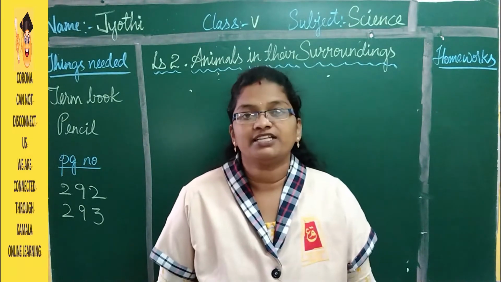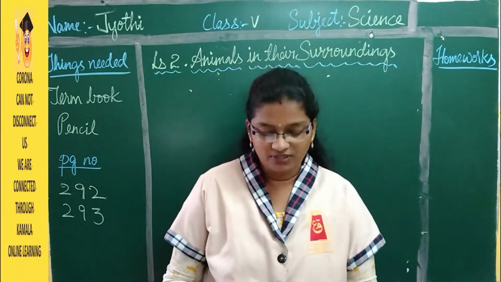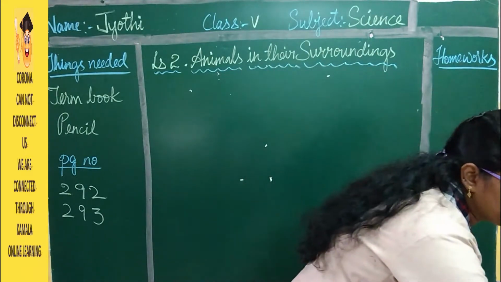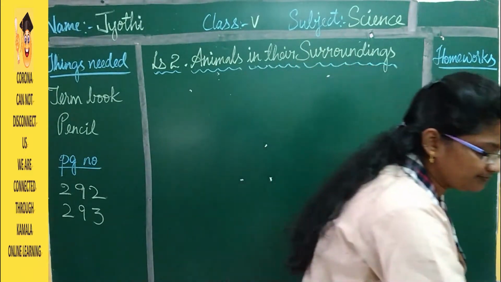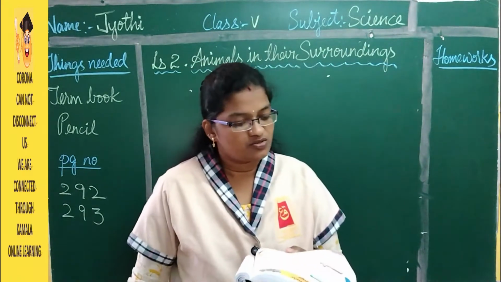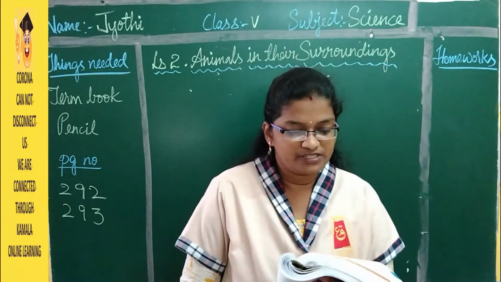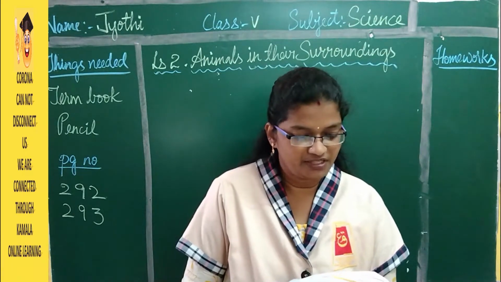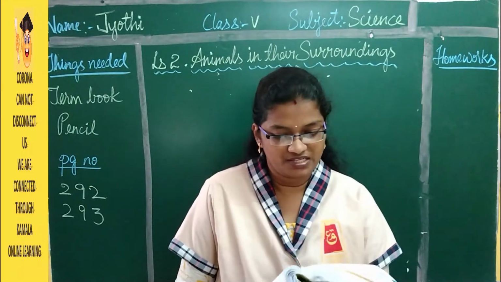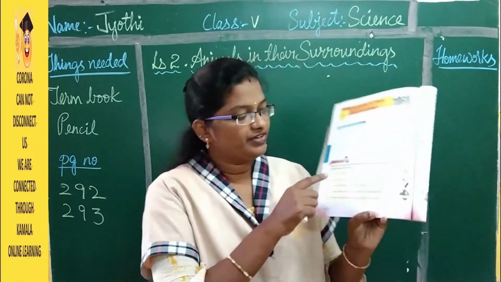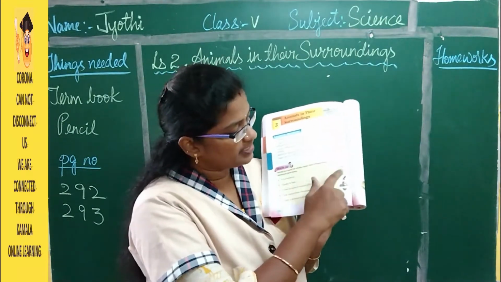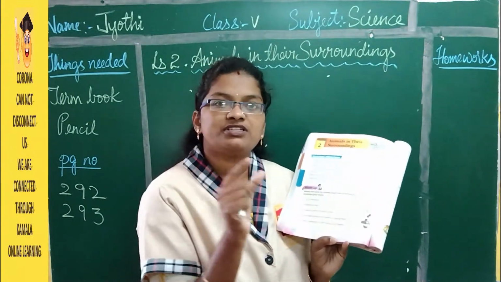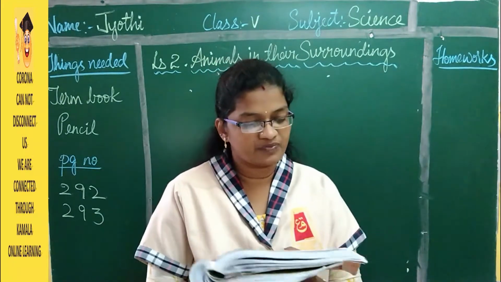So before starting the lesson, there is a warm-up box for you. So look at the warm-up box. Take your pencil. Identify and name the animals shown here corresponding to each of the statement given below. So here they have given a statement and beside that they have given the picture also. You have to identify the picture and write it.